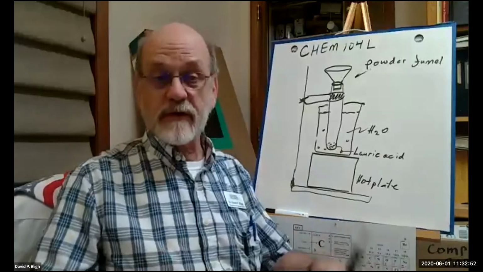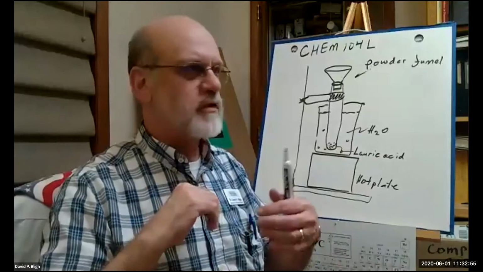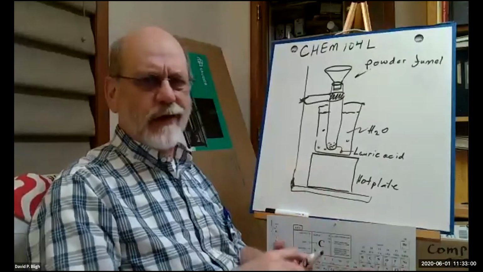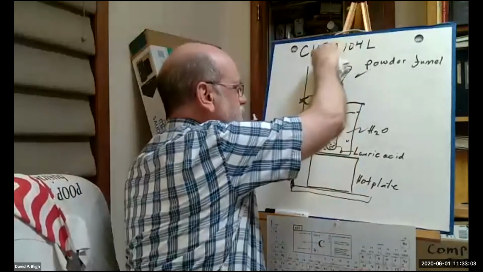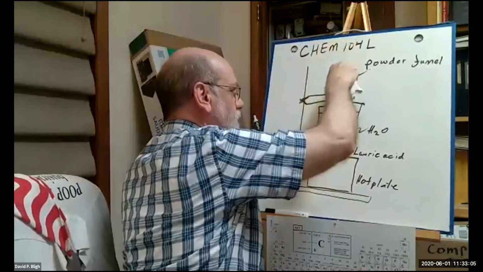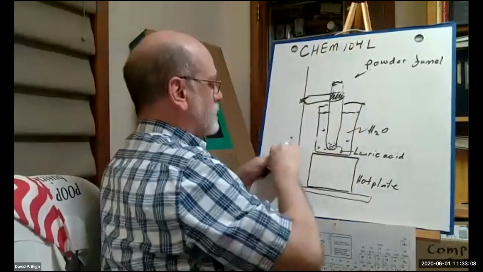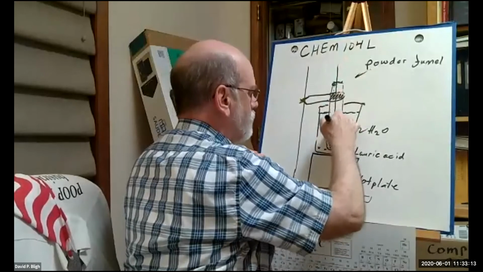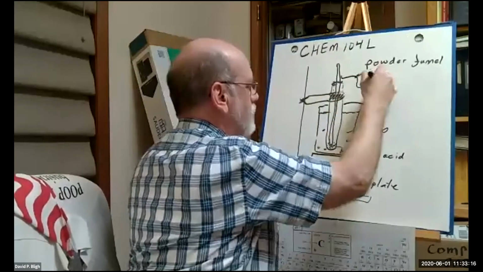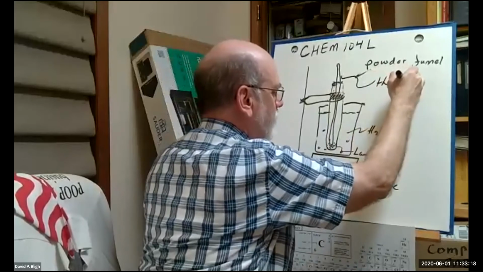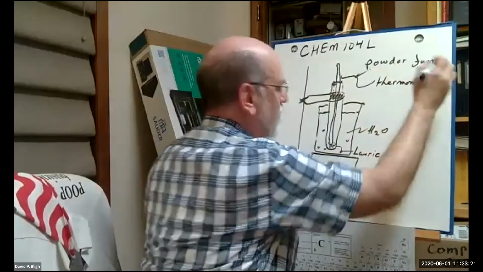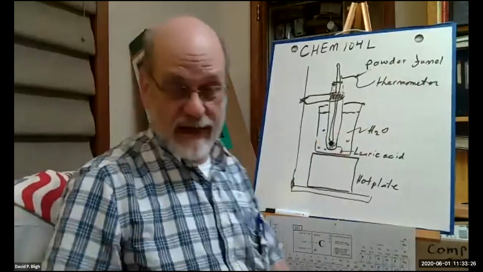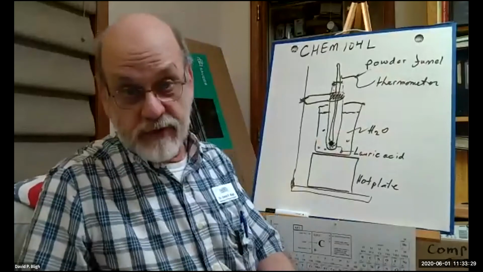Let's just say for the purpose of this method, go to 80 degrees, right? Heat it up until the temperature is 80 degrees. How do you know it's 80 degrees, right? Well, you take the powder funnel out and you put a thermometer in it. There's your thermometer. It has to be submerged in the material or you won't know what the temperature is.